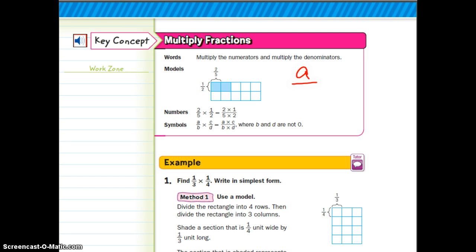So when we multiply, again, we're multiplying the numerators and then we're multiplying the denominators. One thing that I just want you to be aware of, when you have a fraction A over B, B cannot ever be equal to 0. So that's what this statement right here means. You can never have 0 as the denominator.